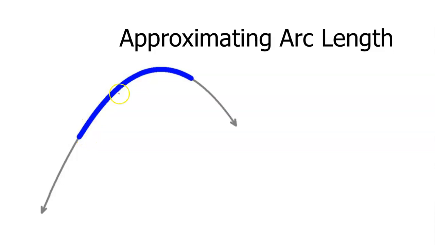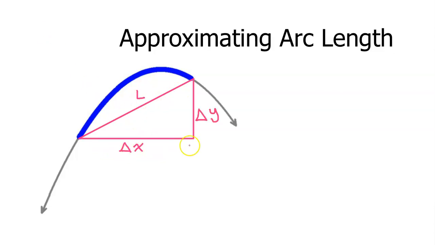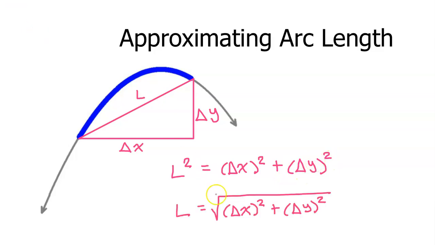Our goal is to find a formula for the length of this blue arc. We will start by using the length of this segment as a very rough approximation. Let's call the length L. If we call the change in x delta x and the change in y delta y, we can find an expression for L using the Pythagorean theorem. L squared equals delta x squared plus delta y squared. So our rough approximation of the arc length would be the square root of delta x squared plus delta y squared. But this would be a very poor approximation.